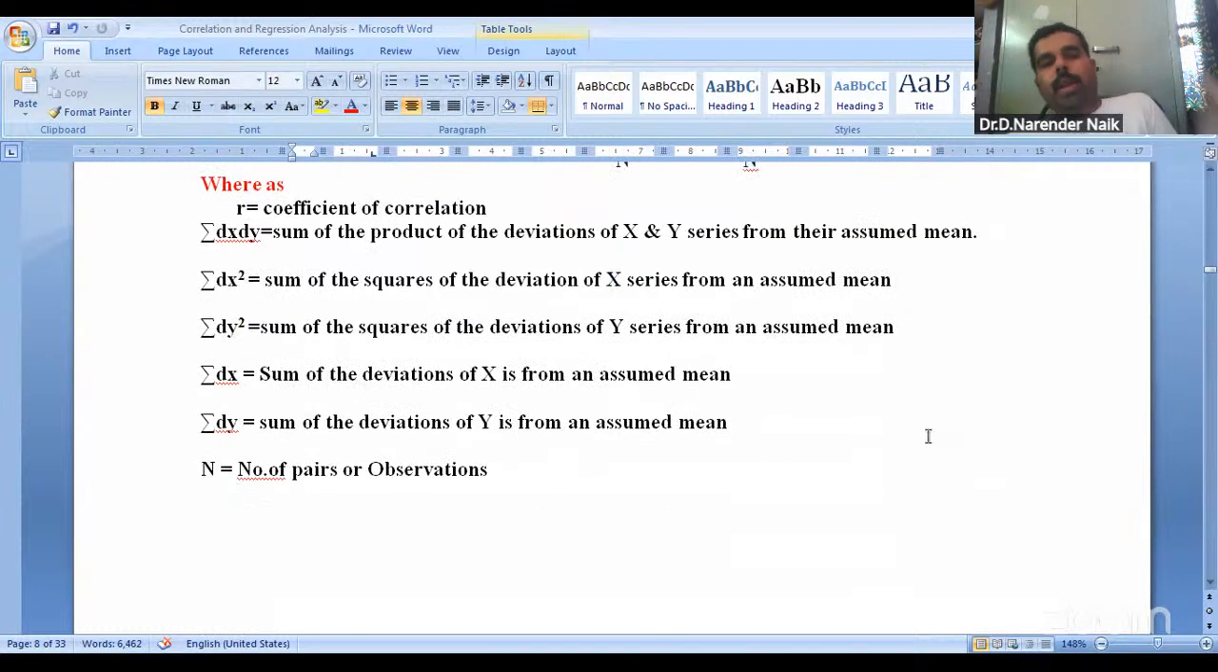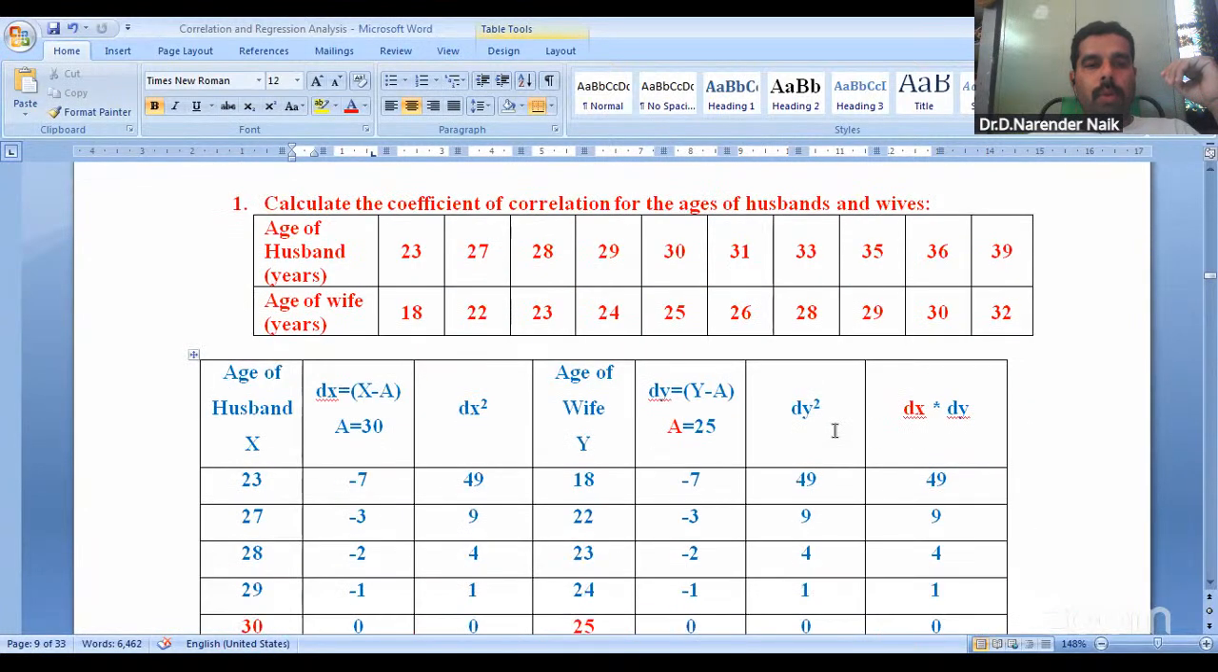Okay. So here r is equal to the coefficient of correlation. Sigma dx dy is the sum of the product of the deviations of x and y series from the assumed mean. Sigma dx square is the sum of squares of the deviations of x series from the assumed mean. Sigma dy square is the sum of squares of the deviations of y series from the assumed mean. Sigma dx is the sum of deviations of x from the assumed mean, and sigma dy is the sum of deviations of y from the assumed mean. Then n stands for the number of pairs or observations. So we go for the problem.